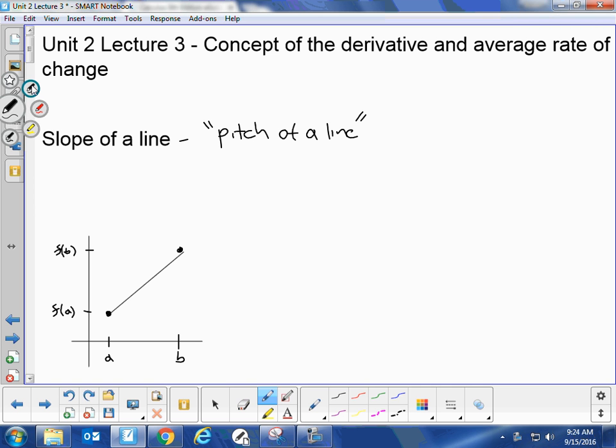It's the change of your y coordinates on a line, which we can do using a triangle, meaning change, over the change in the x coordinates. And if you had 2 points, x1, y1, x2, y2, you know this formula for slope, y2 minus y1 over x2 minus x1, right? We use the letter m for slope.